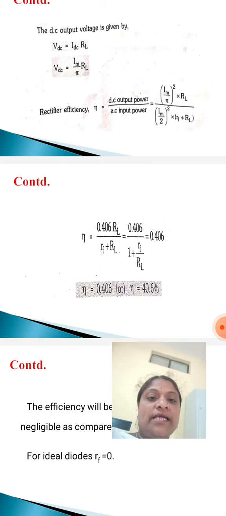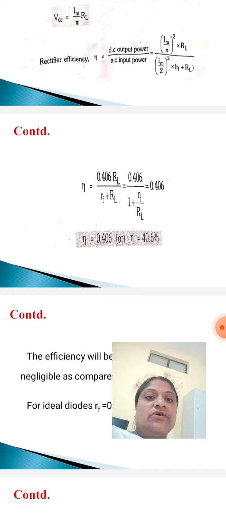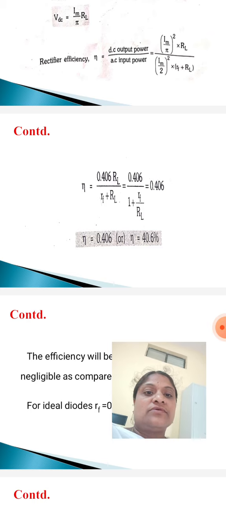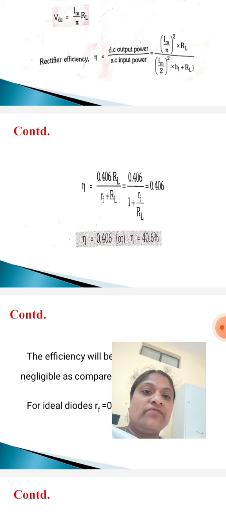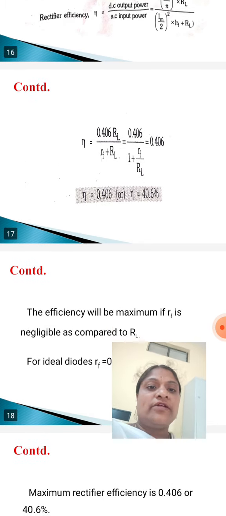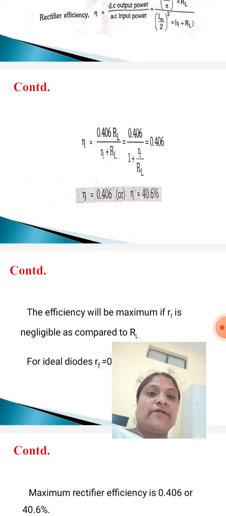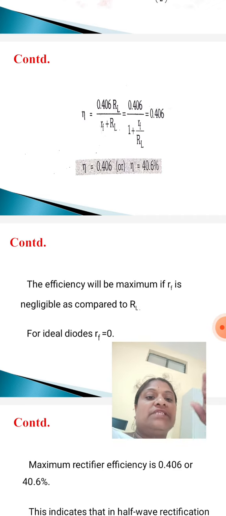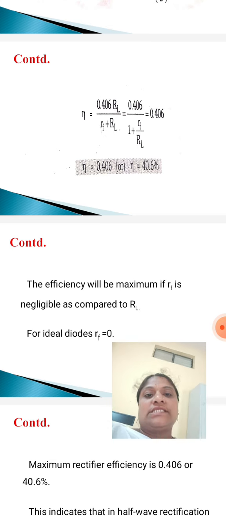0.406 into RL by RF plus RL. So here in the denominator we can take RL common. So 0.406 into RL by RL times 1 plus RF by RL. RL gets cancelled, therefore totally 0.406 by 1 plus RF by RL. So that is simply equal to 0.406. So the efficiency eta is equal to 0.406, or efficiency eta is equal to 40.6%.